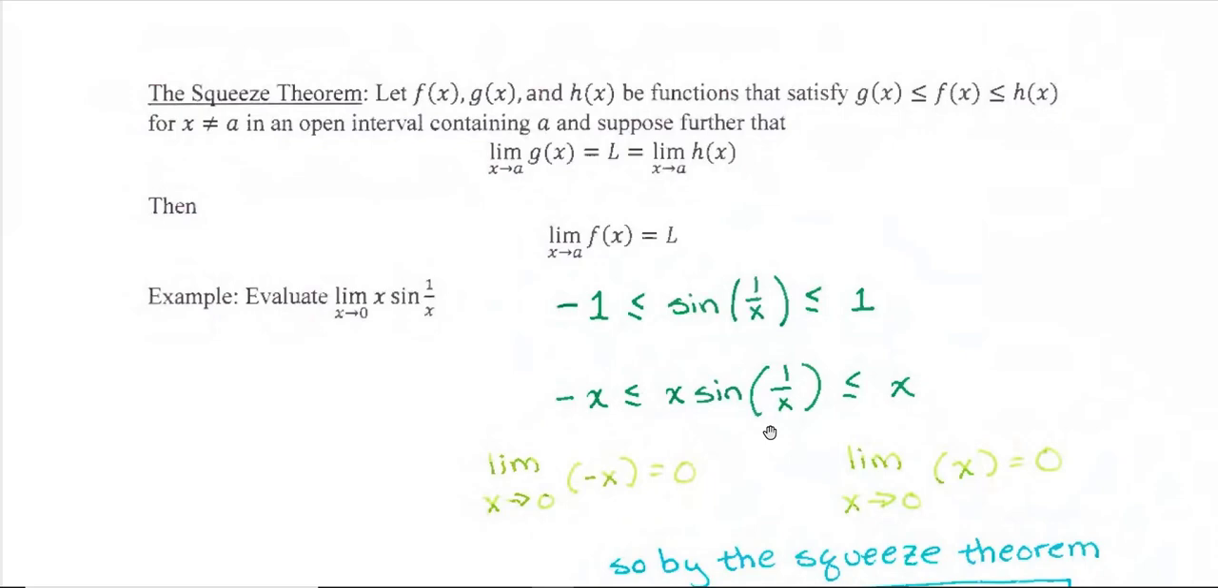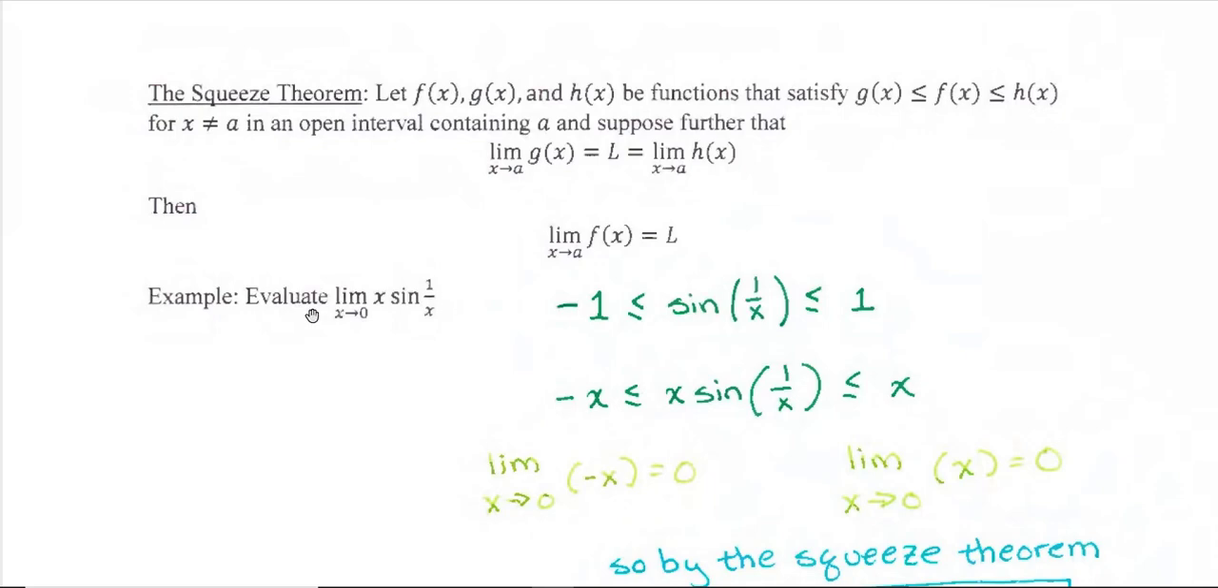and if we knew that the limit as x approaches a of g of x gave you L, and also that the limit as x approaches a of h of x also gives you L, so the limit of this lower function gave you L, and the limit of this higher function here gave you L, then the squeeze theorem tells you that the limit of this middle function, the limit as x approaches a of f of x, would also give you L.